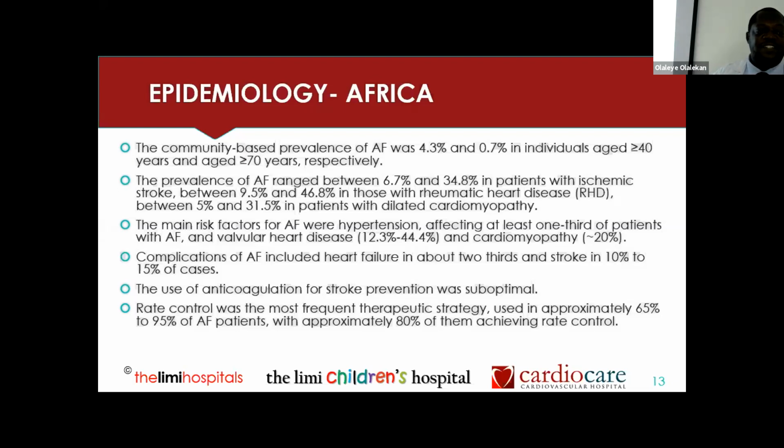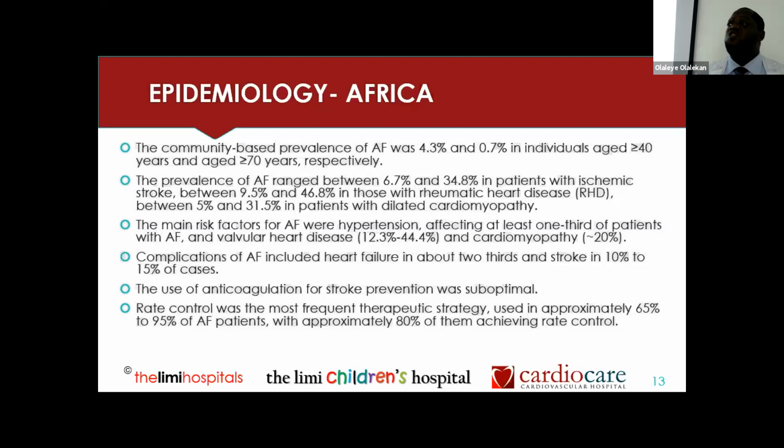And looking through the studies, the major risk factor in sub-Saharan Africa for atrial fibrillation was hypertension in about 30% of patients, followed by cardiomyopathy, 20%, and then valvular heart disease. And the commonest complication found in them is heart failure, followed by stroke. So about 2/3 of them have heart failure, as we will see that atrial fibrillation can precipitate heart failure, and heart failure also can lead to atrial fibrillation, and stroke in about 10 to 50% of them. So heart failure, stroke, very common in them.